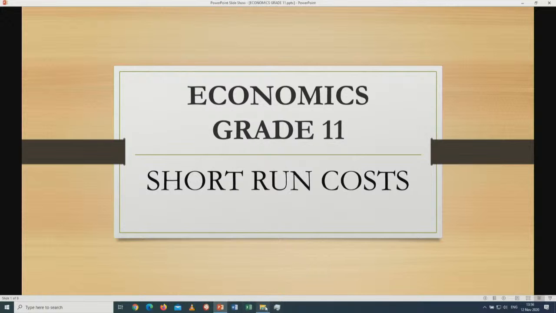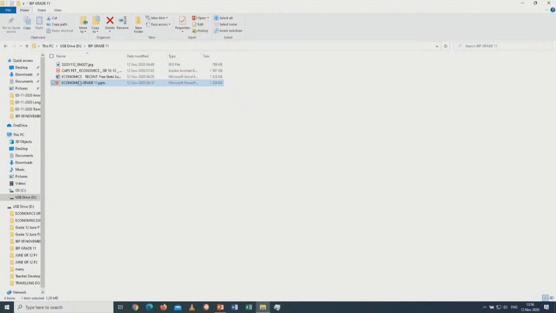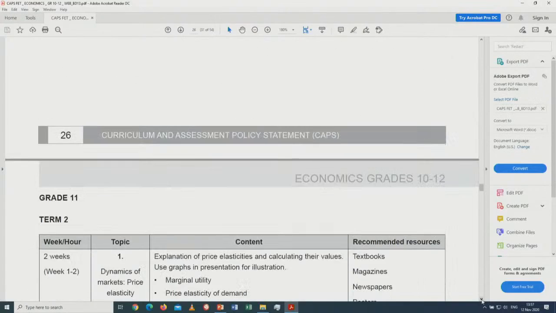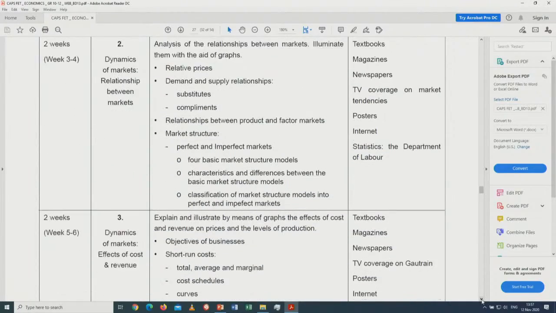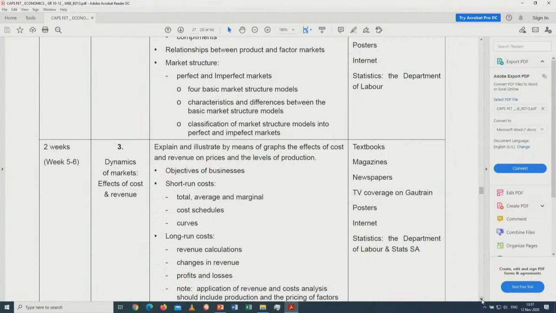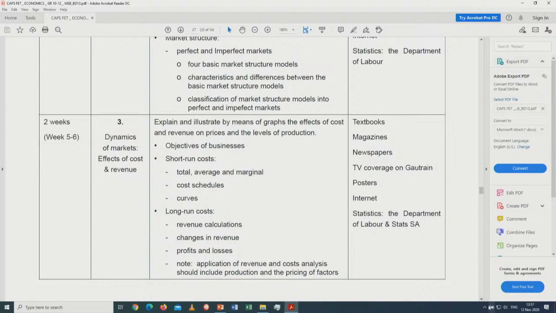But before we do that, I want us to establish if what we are doing is actually there. There is our dynamics of markets, price elasticity, right? And then we have our cost and revenue curves. There we have it, dynamics of markets. They say we must be able to explain the objectives, or the learners must be able to do this with our help, of course. They must be able to explain the objectives of the business, why businesses are in business. Like I said, the reason is because they want to make profit.